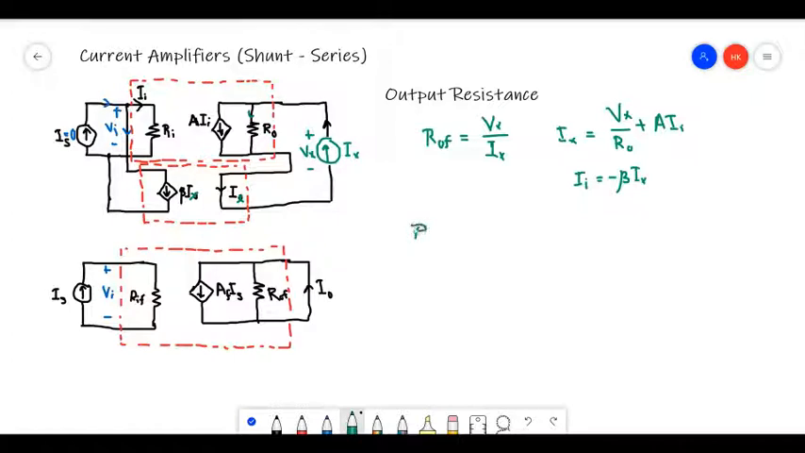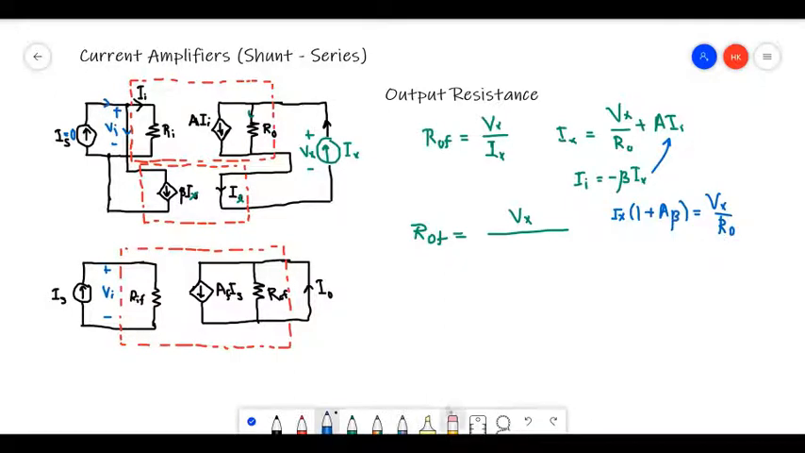So I think we have what we need to find the expression. So ROF is Vx divided by, so let me do some changes. So I need to substitute this first. So if I substitute it here, I'll get minus A beta Ix. So I'm going to take it to the left hand side, so it will be Ix times 1 plus A beta is equal to Vx over R out, right?